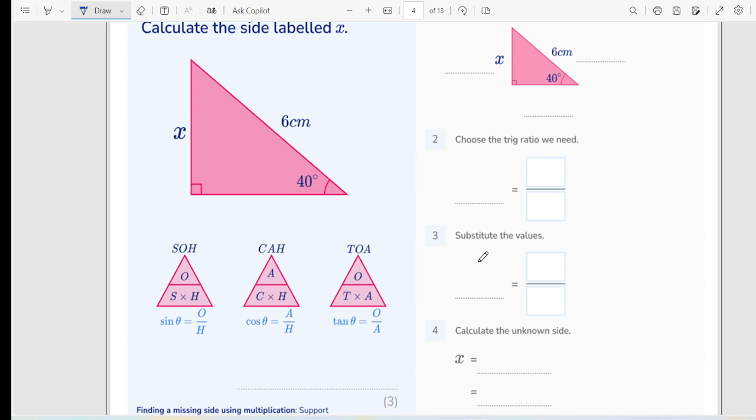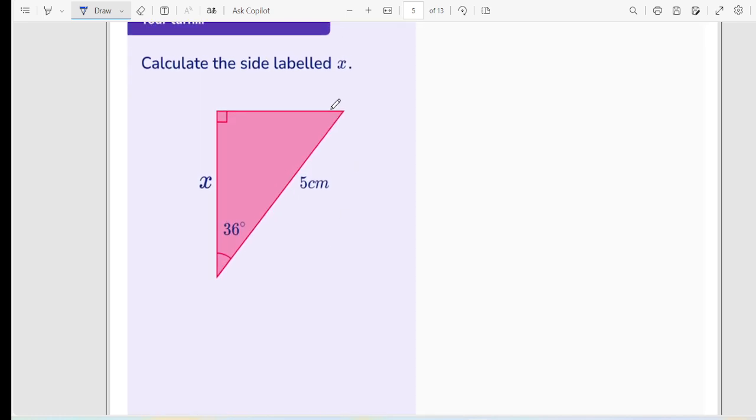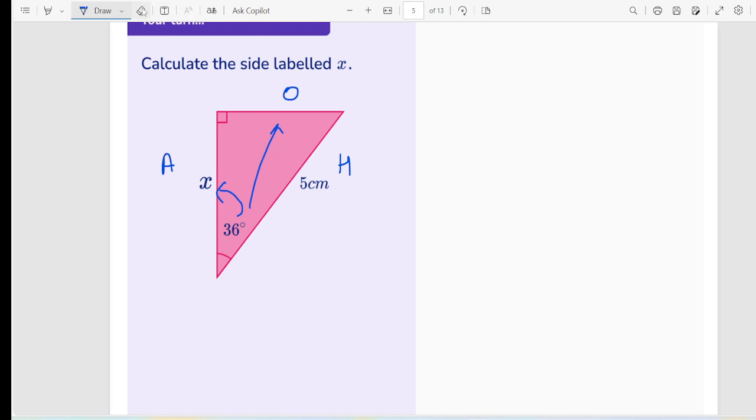So if we have this question, again we have to find this x. Now according to this angle, obviously this slanting line, the longest line, is the hypotenuse, which is 5, which is given. According to this angle, this x is adjacent, right? This side is opposite to this angle. So what we have to look at is what is unknown.